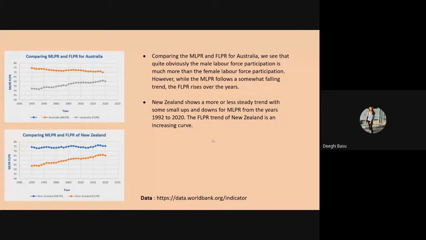Coming to the last graph in this slide, I'm sorry, we are comparing the MLPR and FLPR trends for New Zealand. And New Zealand shows a more or less steady trend with some minor ups and downs for MLPR during the years 1992 to 2020. And the FLPR trend of New Zealand is an increasing curve.